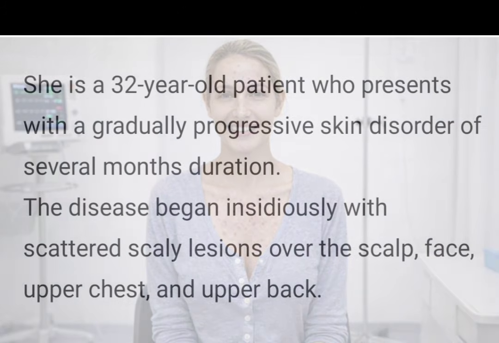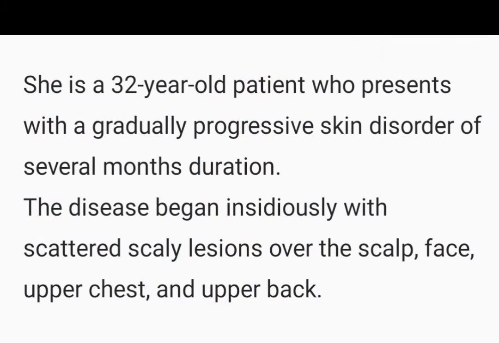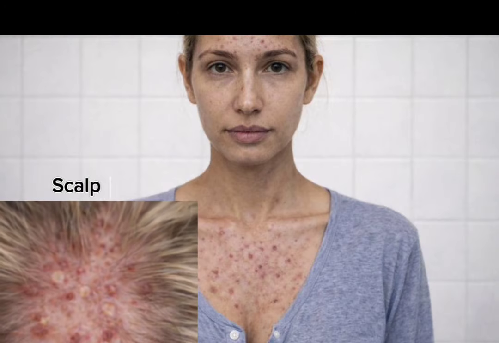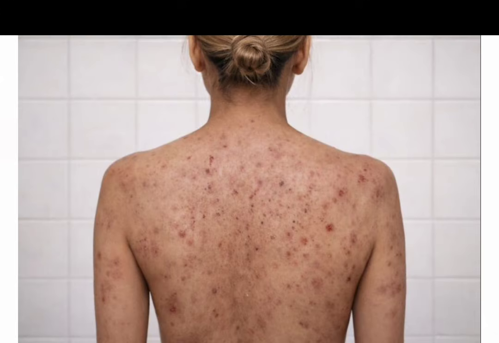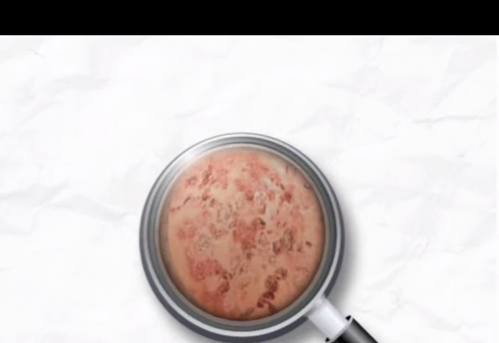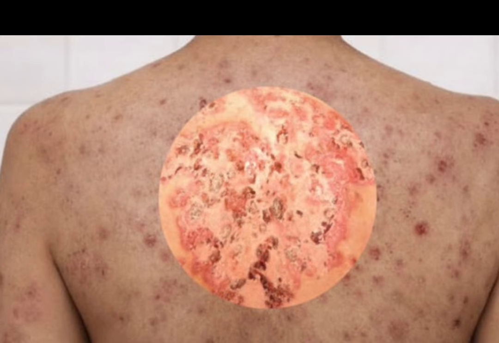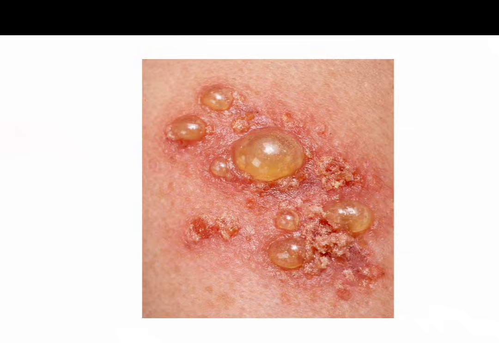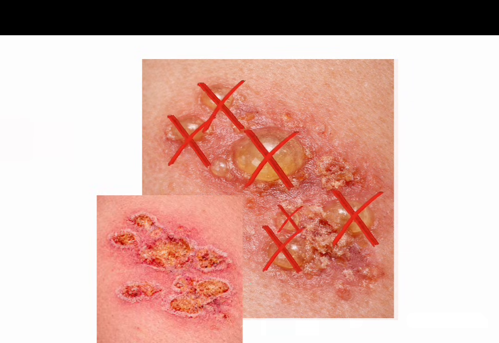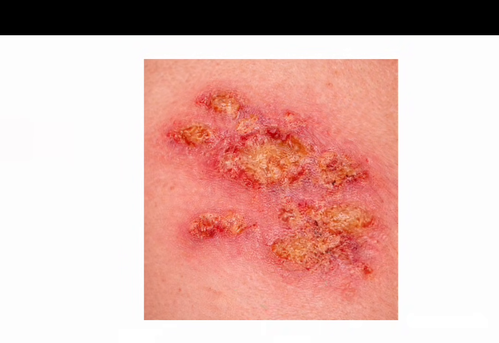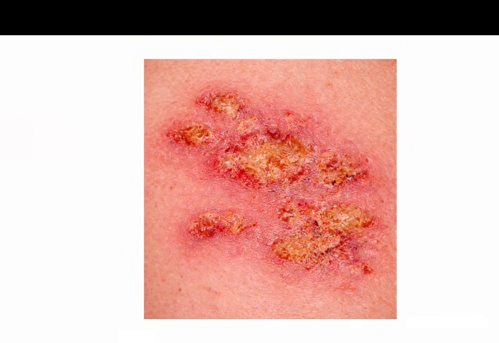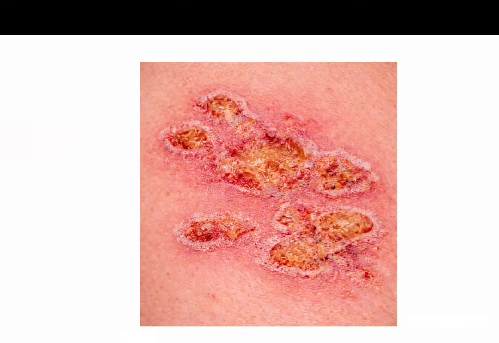duration. The disease began insidiously with scattered scaly lesions over the scalp, face, upper chest, and upper back. On examination, there are well-demarcated crusted erosions surrounded by erythema, predominantly over seborrheic areas. Obvious bullae are absent, but some lesions show a fine collerette of superficial scale. The skin appears fragile, and in advanced areas there are oozing, crusted erosions, with occasional small vesicles at the margins.